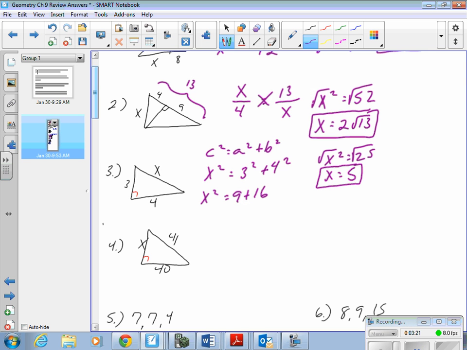Then another part of the question is determine whether it's a Pythagorean triple. And remember, a Pythagorean triple means that all 3 sides have a length that is a positive integer, or in other words, a whole number. So 3, 4, and 5 are all whole numbers or positive integers. So then, yes, it is a Pythagorean triple.